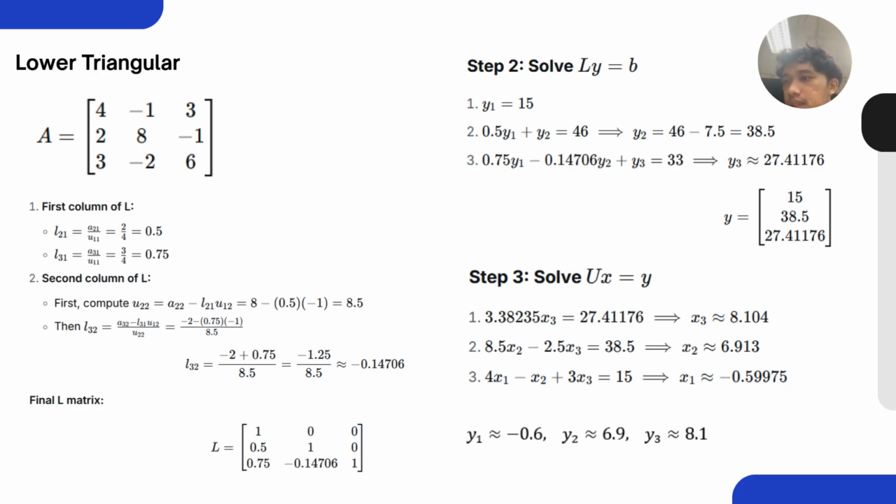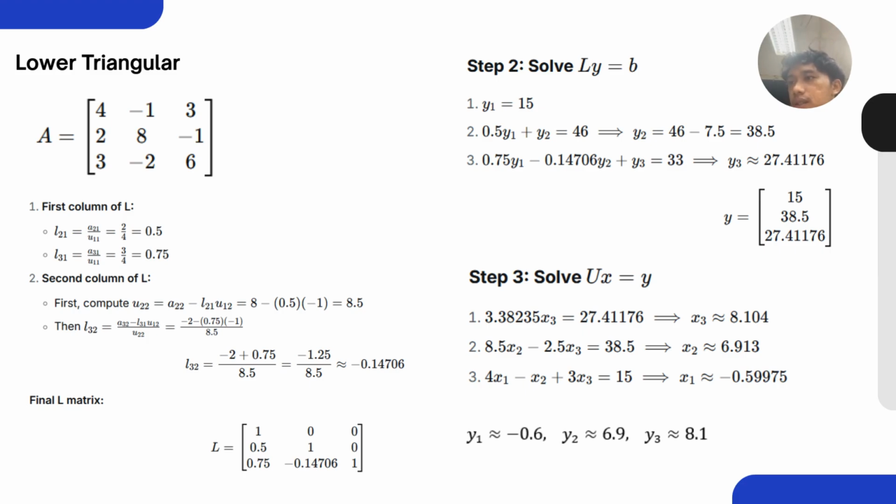The next step, we solve Ux equals y. Since U is upper triangular, we use back substitution. From the third equation, 3.38235x3 is equal to 27.41176. So x3 is approximately equal to 8.104. Second equation, 8.5x2 minus 2.5x3 equals 38.5.